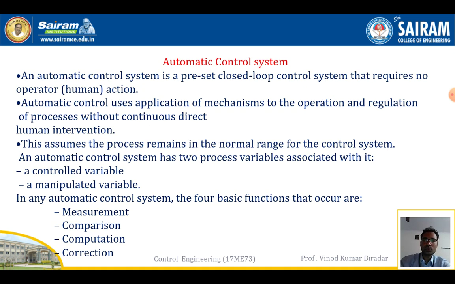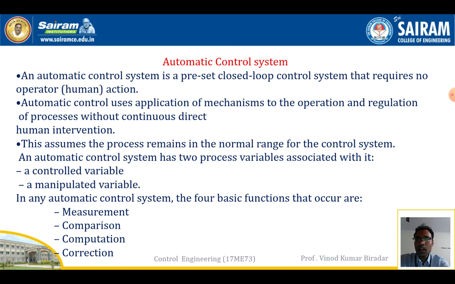Next, in the market there are many automatic control systems. An automatic control system is a preset closed loop control system that requires no operator action. Closed loop automatic control systems in the market need no human operator. It operates automatically, with the help of some programming, system or software.